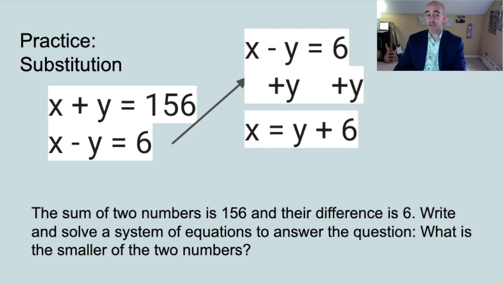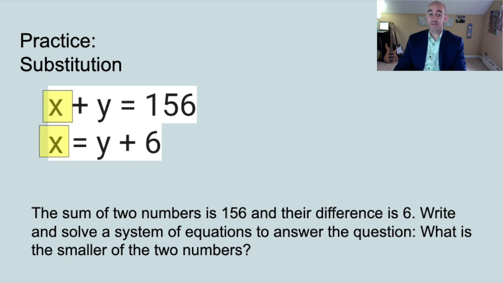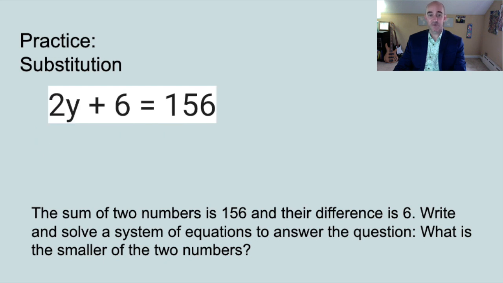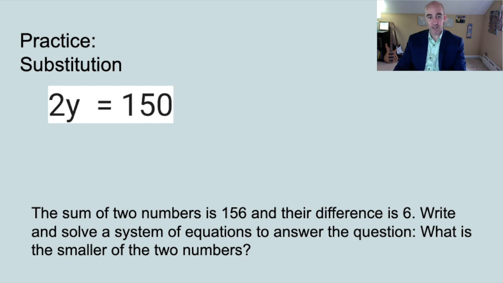We can then substitute that in to where it says x in the first equation. So now we have y plus 6 plus y equals 156. We can simplify that to 2y plus 6 equals 156. Subtract 6 from both sides, divide both sides by 2, and we get the value of y. But we still haven't solved the question yet, because we don't know if 75 is the bigger or the smaller number. So here's the original equations.